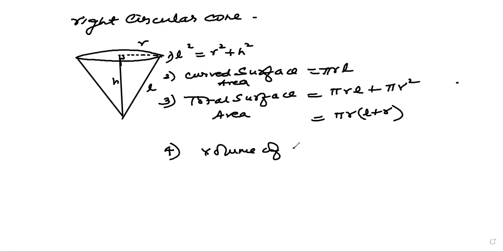Volume of a cone is, correct? Volume of a cone is always 1/3 πr²h. Volume of cylinder was πr²h. एक कोन क्या आएगा बेटा? 1/3 πr²h. Are you getting me here? Got it? 1/3 πr²h.